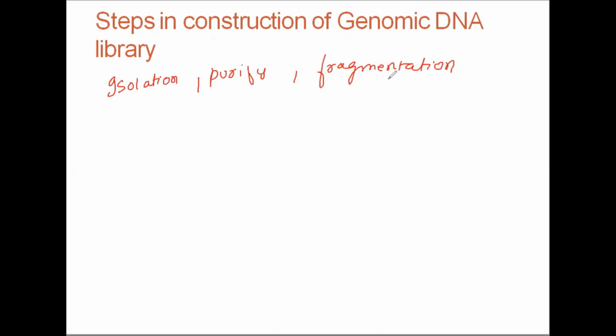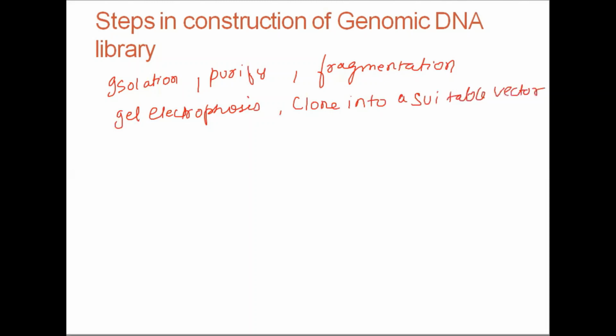Now, this DNA has to be fragmented. After fragmentation, what you are doing? You have to get the proper size. So for that, we do gel electrophoresis to get a proper size. And then after this, we elute the fragment needed and then we clone into a suitable vector. So these are the basic steps of genomic DNA library construction.